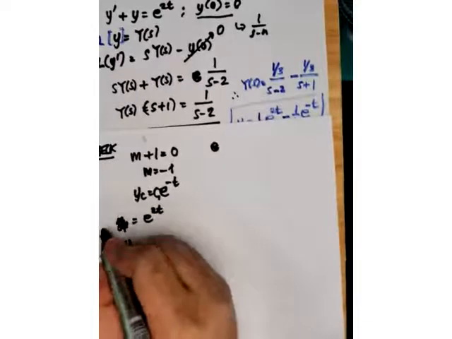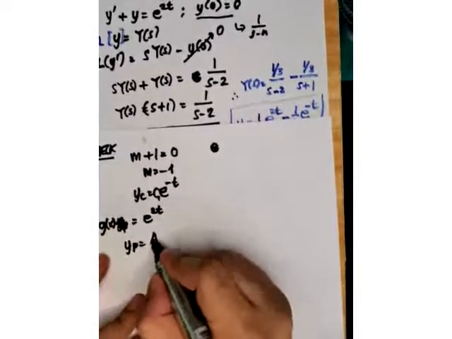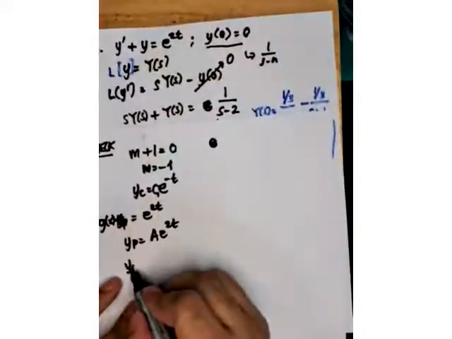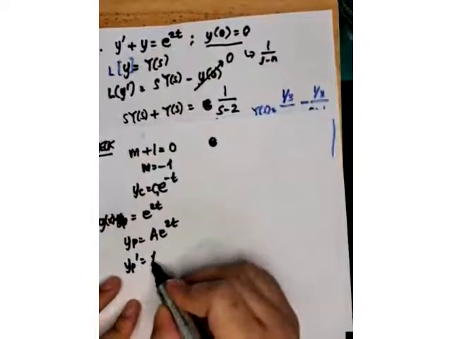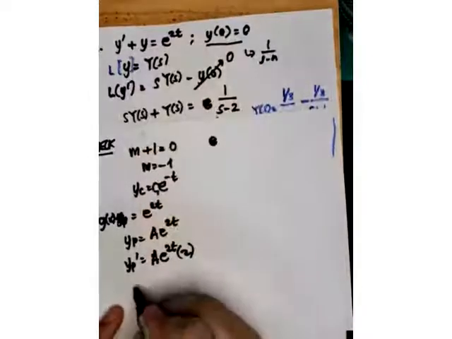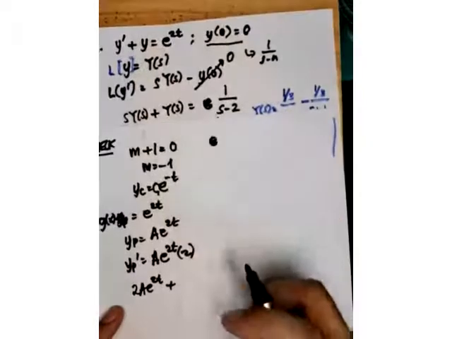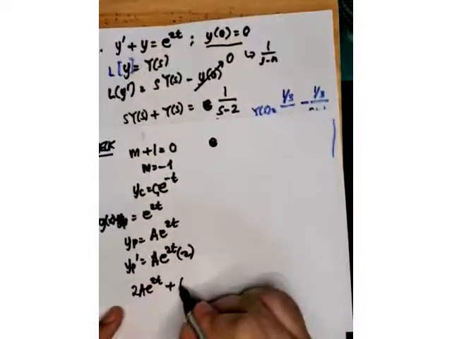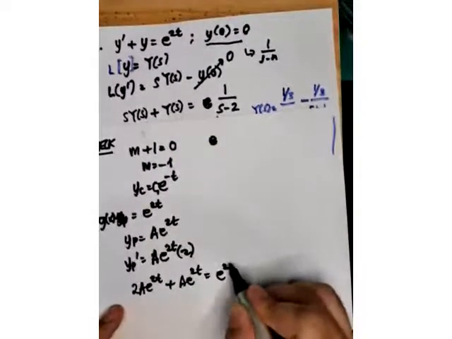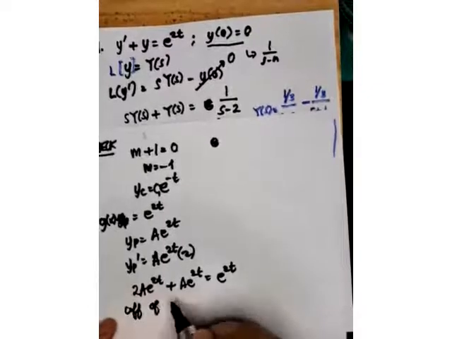Ito pala yung g of x natin. So, ang y sub p natin ay equal siya sa a e raised to 2t. So, kailangan lang natin ay first derivative. So, y sub p prime is equal to a times e raised to 2t times 2. So, substitute natin siya doon. So, 2a e raised to 2t plus, ano yung y natin? Ito. So, a e raised to 2t is equal to e raised to 2t. Okay. So, magko-coefficient na natin. Coefficient of e raised to 2t.